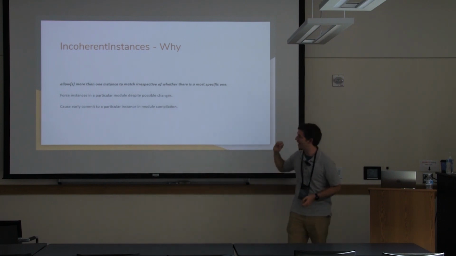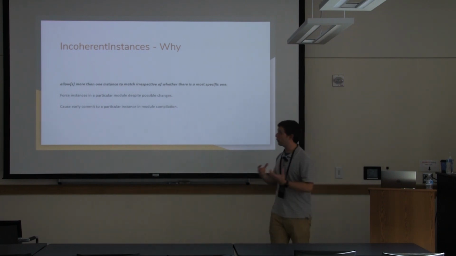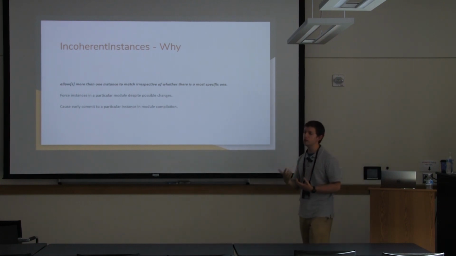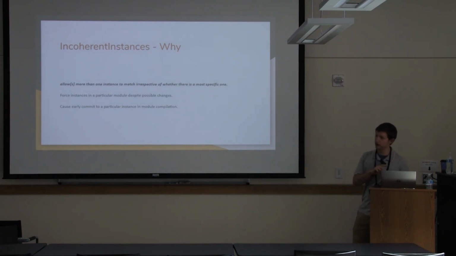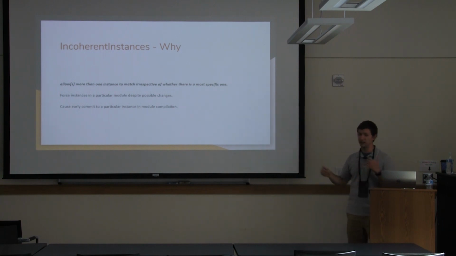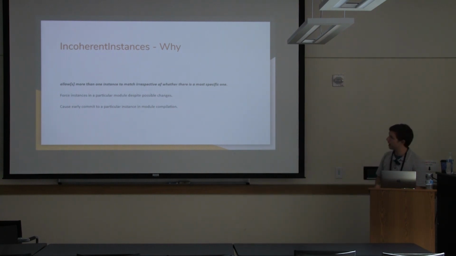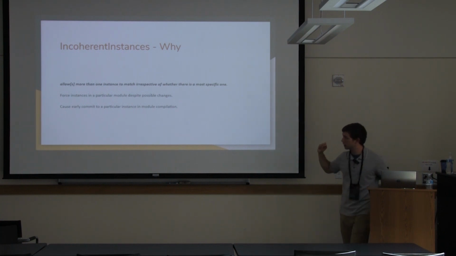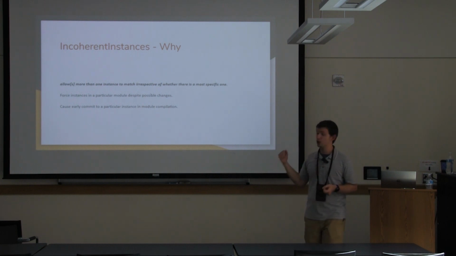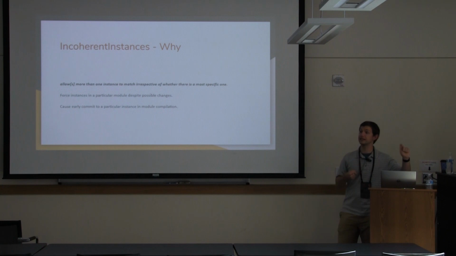How's that different than overlapping? So overlapping will allow you to have multiple instances, but there must always be a most specific one. And I think I have an example of that coming up as well. So we'll talk about that. I kind of wanted to do those two a little bit more together because overlapping and incoherent go hand in hand. So the other thing that they can do is, during compilation, you can force GHC to choose a particular instance, despite the fact that later on it would have picked something different, given other knowledge of future module compilation.